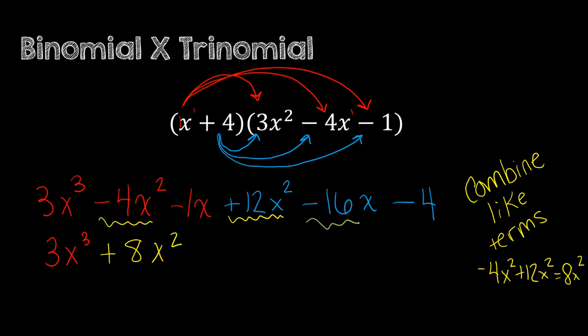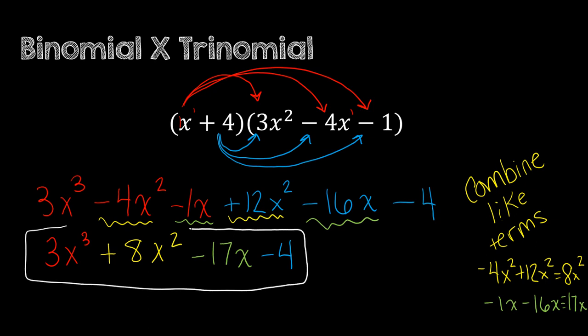All right, does anyone else see a like term here? I see a negative 16x and a negative 1x. So negative 1x minus 16x. We're subtracting negative 16 from negative 1, which gives us negative 17x. When you're adding like terms or subtracting like terms, your exponent stays the same with your variable. So I get negative 17x. And my last term has no like terms, so that just stays there. And again, this will be my final answer.